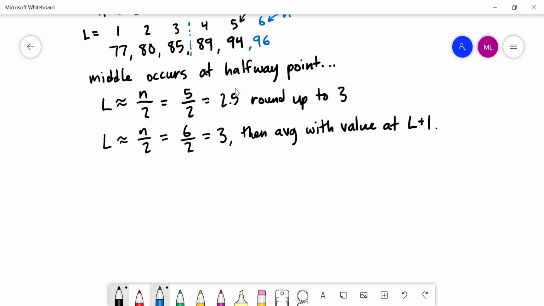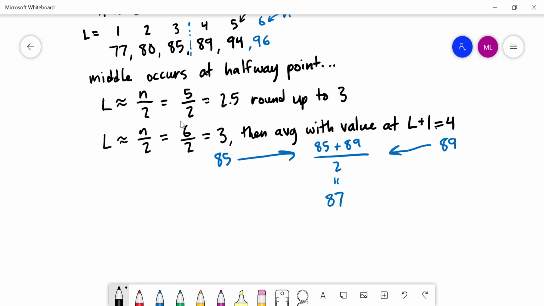So at L, we got 3, and L plus 1 in this case would be 4. The numbers we got for each of these were 85, at position 3, and at position 4, it was 89. The halfway point between these we can get by adding them together, 85 plus 89 divided by 2, and that would give us the 87, and that would be our median.